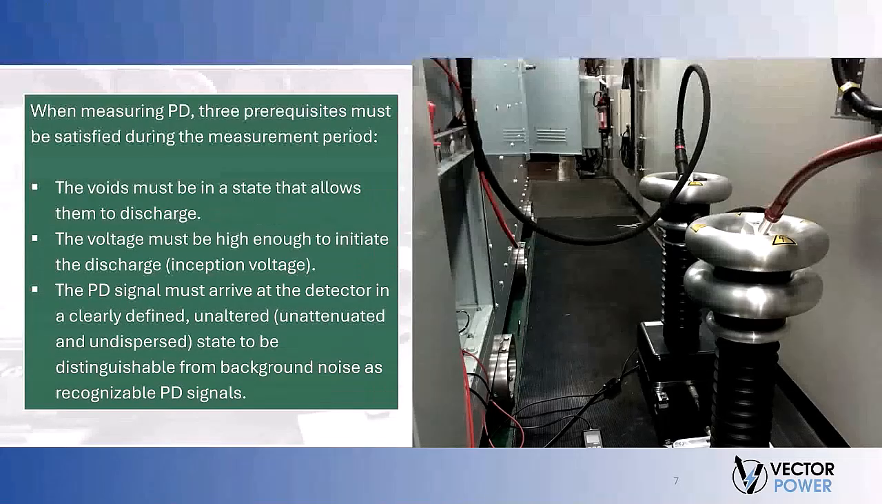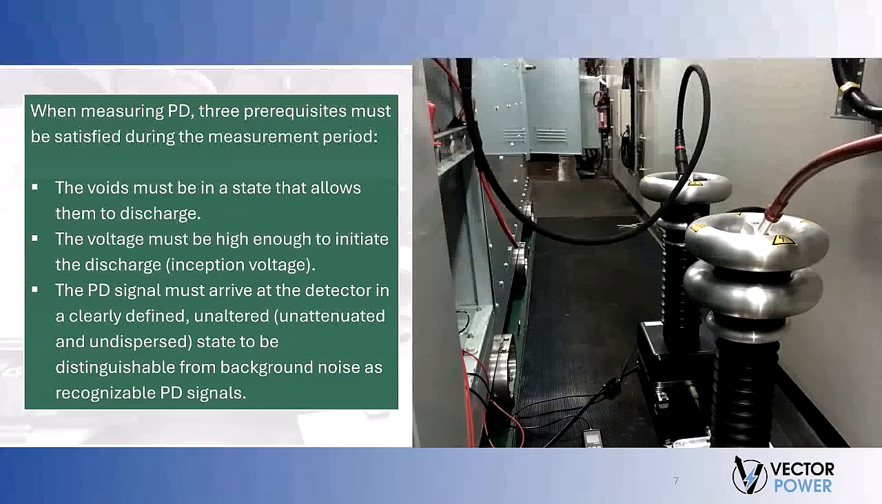When measuring PD, 3 prerequisites must be satisfied during the measurement period. The void must be in a state that allows it to discharge. The voltage must be high enough to initiate the discharge, the inception voltage. The PD signal must arrive at the detector in a clearly defined, unaltered, unattenuated, and undispersed state to be distinguishable from background noise as recognized PD signals.